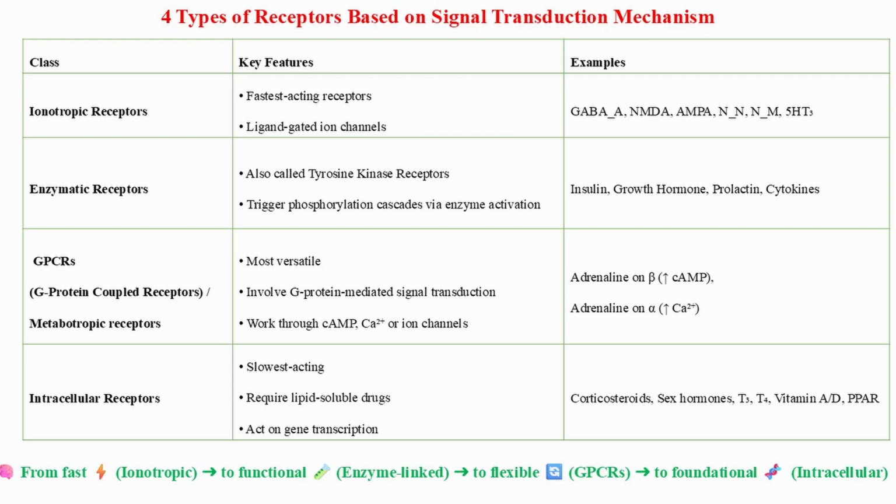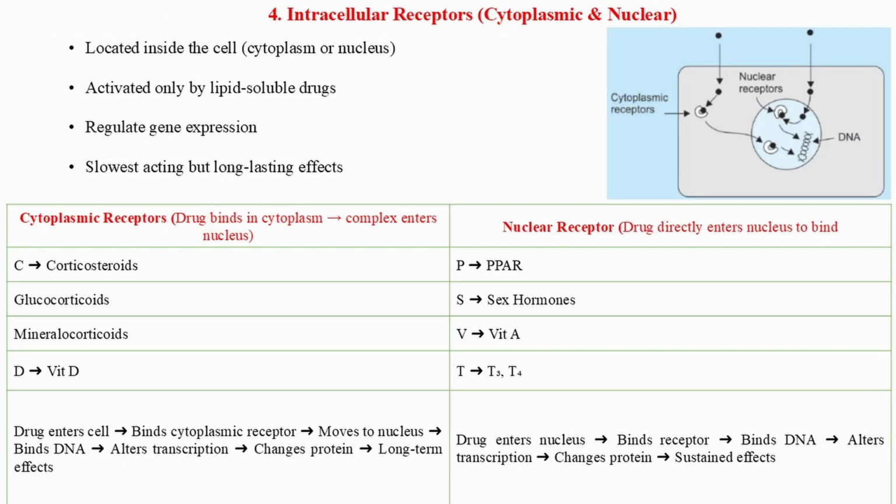So coming to the final one, that is intracellular receptors. These are the slow but powerful editors. These receptors are inside the cell and only lipid soluble drugs can reach them. After binding, they move to the DNA and change the gene transcription, rewriting the instructions of how the cell behaves. Examples: corticosteroids, sex hormones like estrogen and testosterone, thyroid hormones like T3 and T4, vitamins A and D, and PPAR activators.